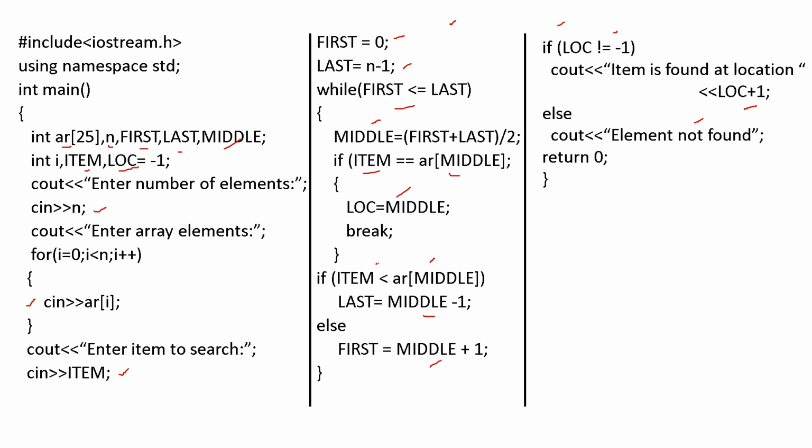The elements should be in ascending order. Find the middle element and then compare the item and the middle element. If the item is smaller than the middle element, check in the first half, else check in the second half, and do the procedure until you get the element. If you get it, print the location, and if you do not, print element not found.